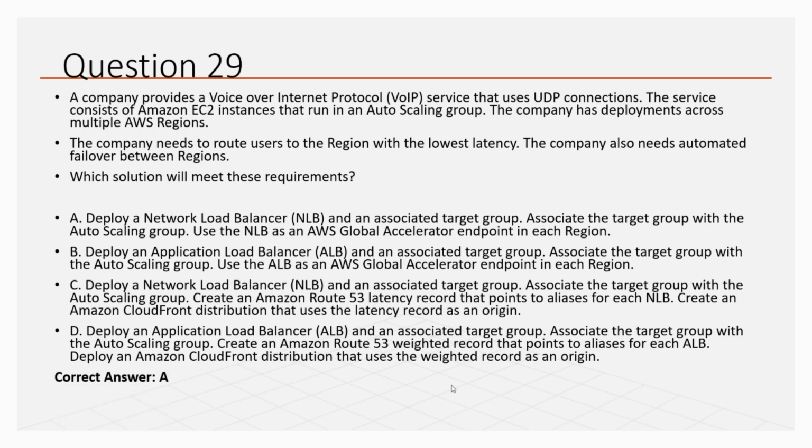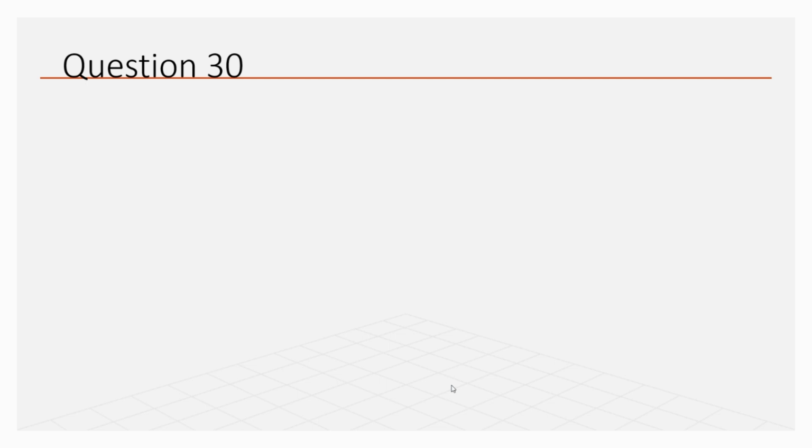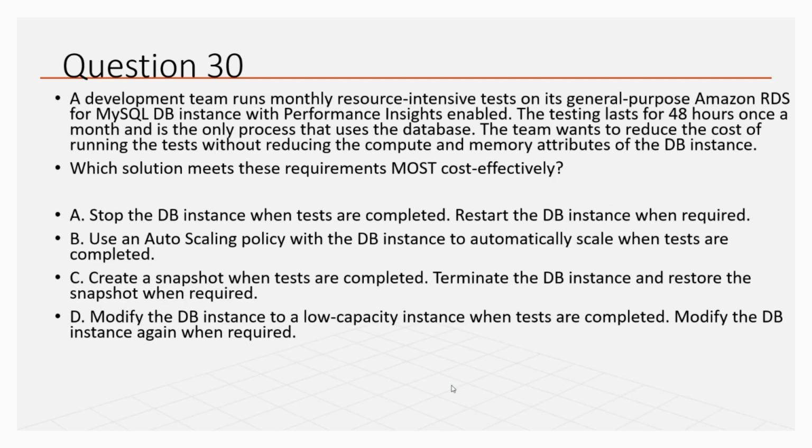And the correct option is A, which is deploy an NLB and an associated target group. Associate the target group with the Auto Scaling group. Use the NLB as an AWS Global Accelerator endpoint in each region. Now let's look into question number 30.